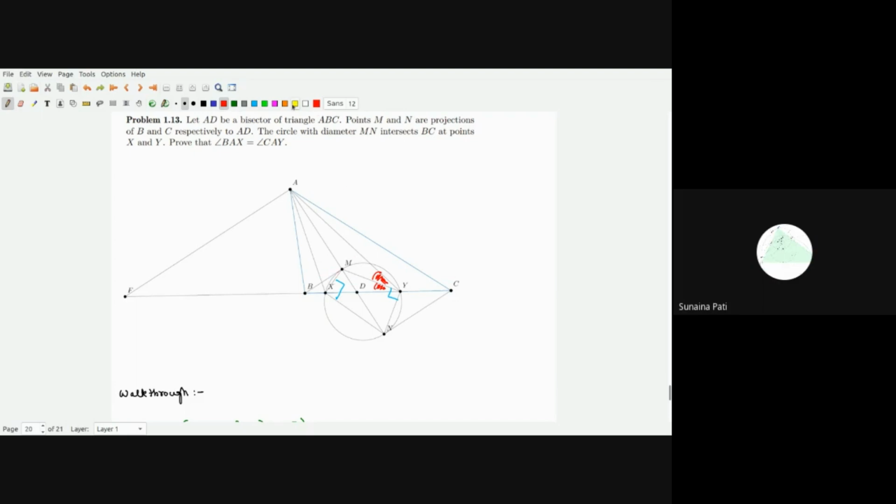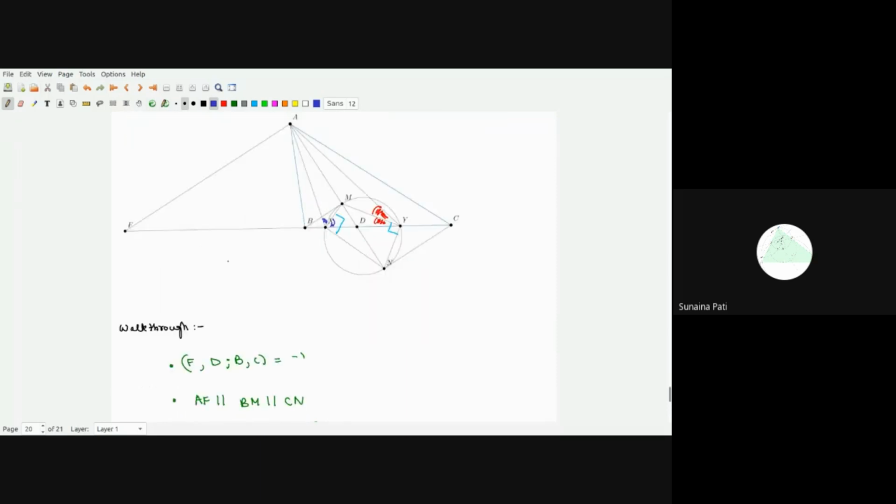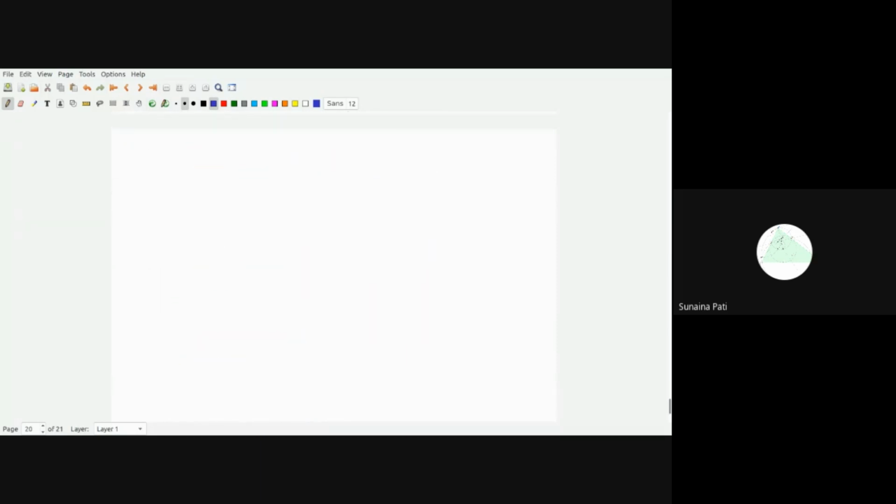Anybody has any doubts about what Malay said? Should I repeat? More proof needed, I guess. No, that's exactly what I had as a proof. Okay. I'll just repeat what happened here.